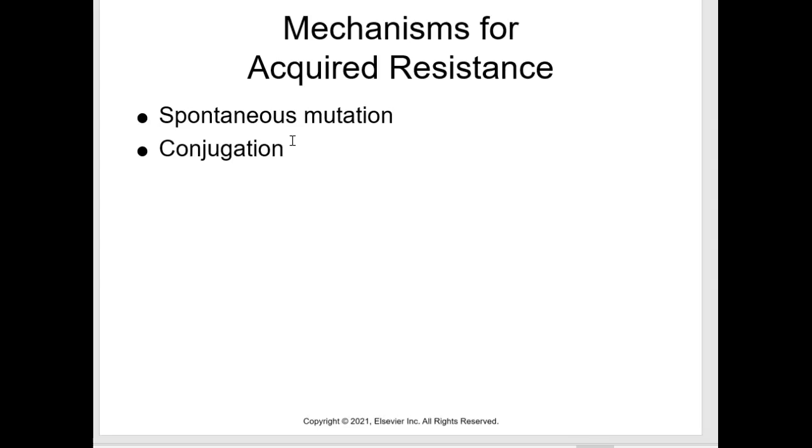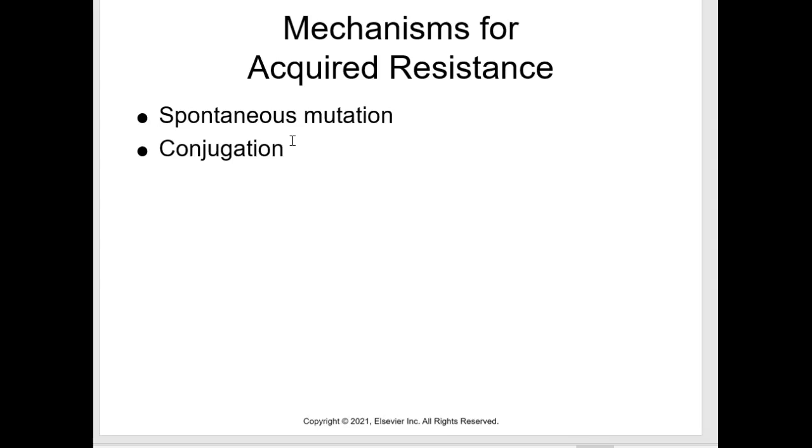Or we can have conjugation, the process by which extrachromosomal DNA is transferred from one bacterium to another. To transfer resistance by conjugation, the donor organism must possess two unique DNA segments. One segment codes for the mechanism of the drug resistance, and the other segment codes for the quote-unquote sexual apparatus required for DNA transfer. Together, those two segments constitute an R factor, which is the resistance factor.